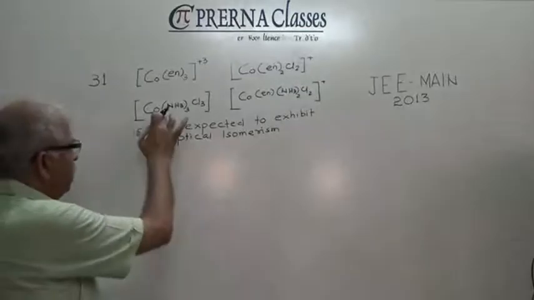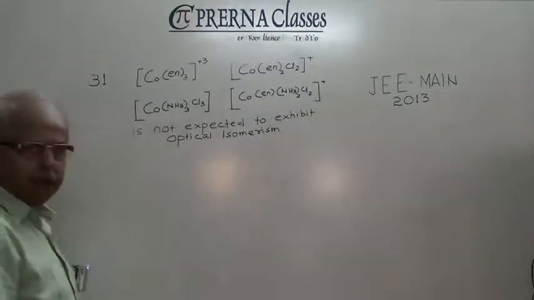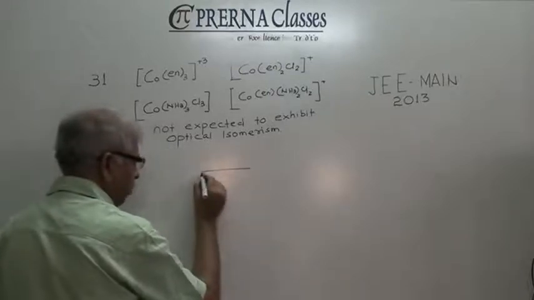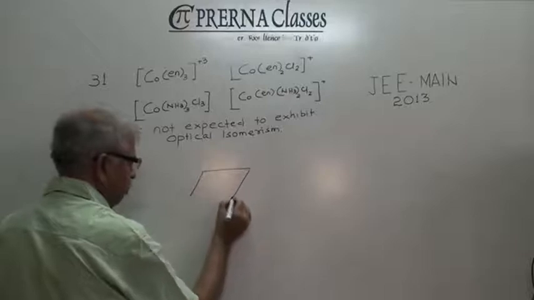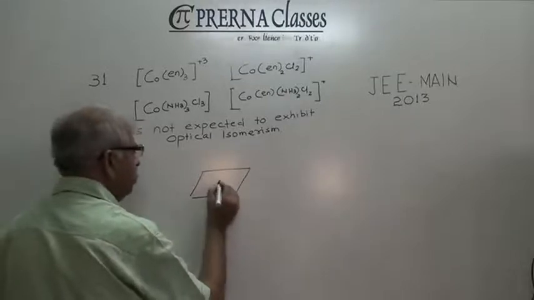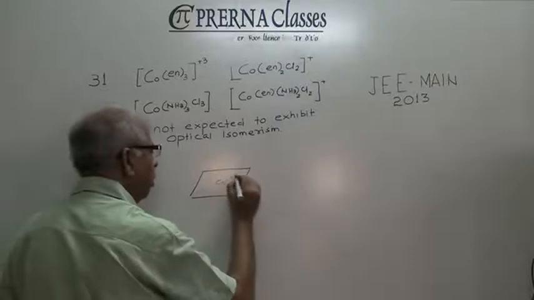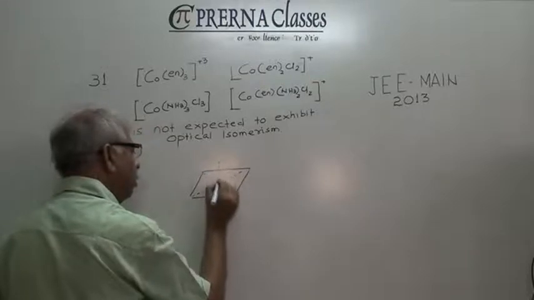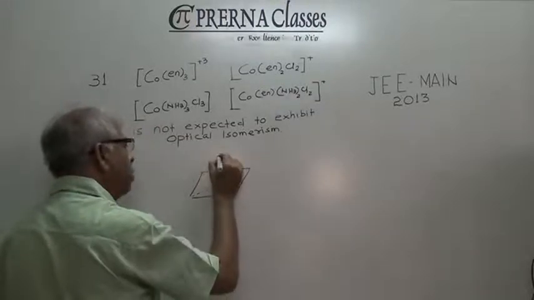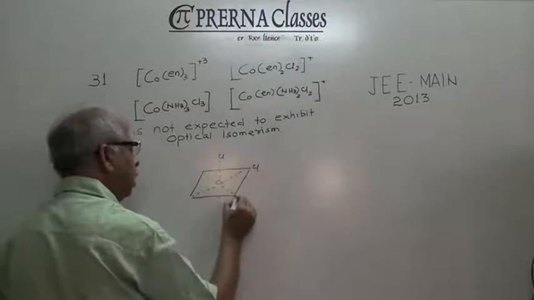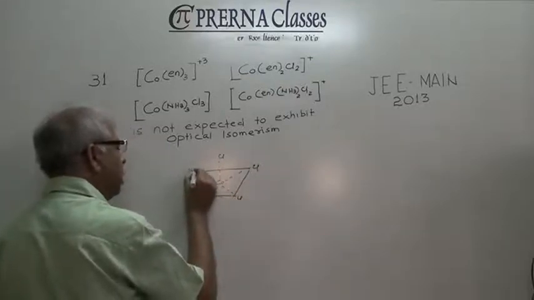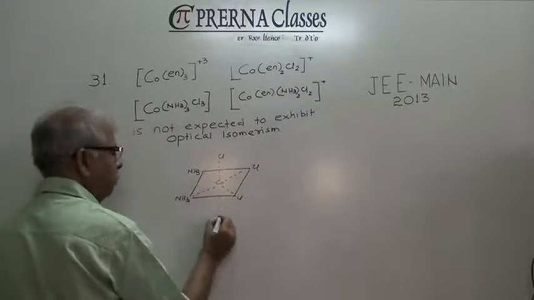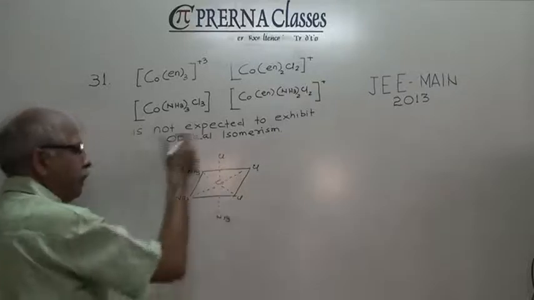If you look at this particular isomer, CoNH3 and Cl3, it can exist in two different forms. This is one form, in which all the chlorine will be in the same phase. Similarly, all the ammonia will be on the same. This is called the facial.